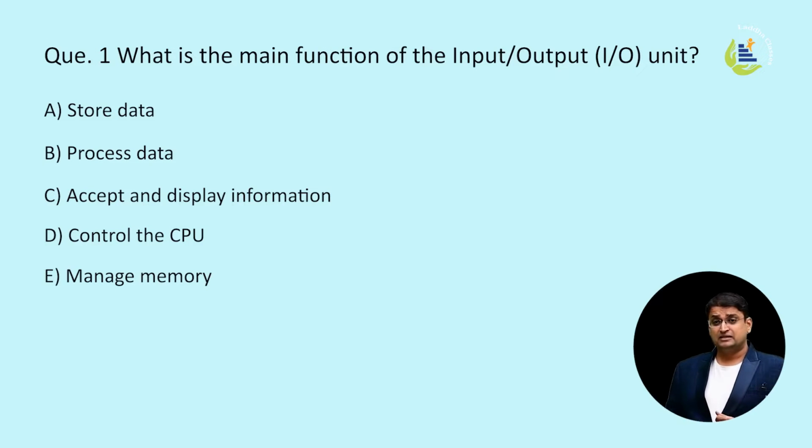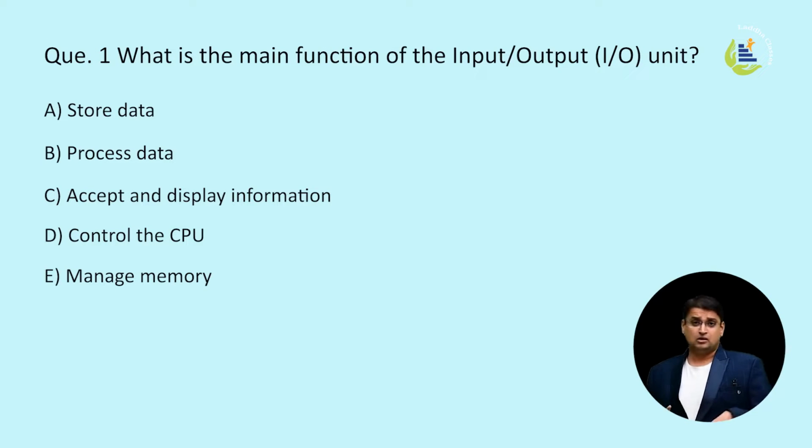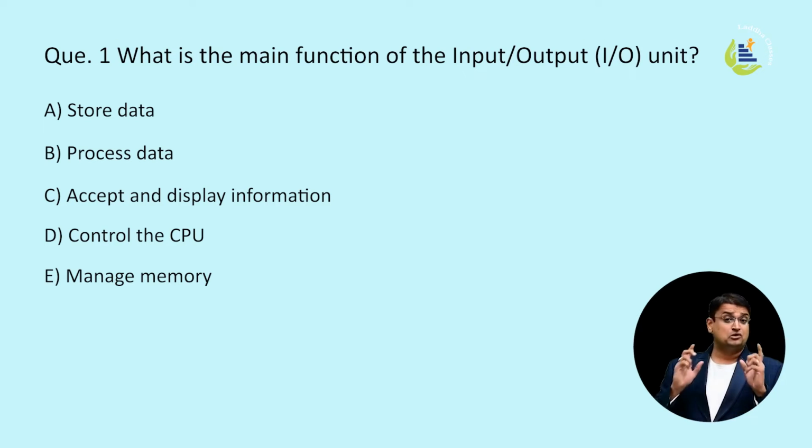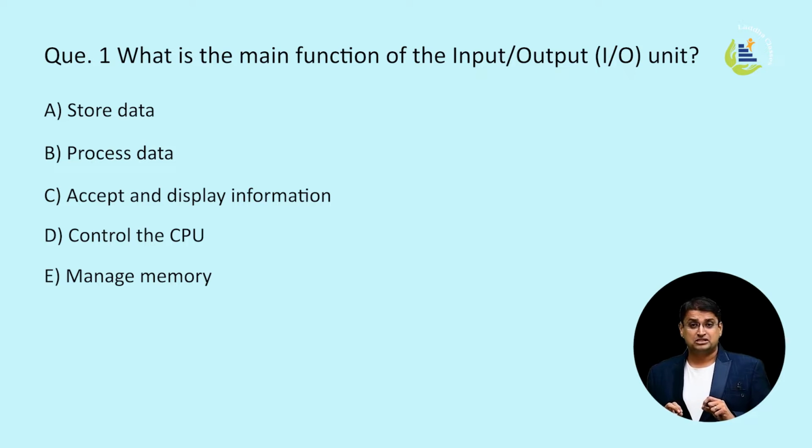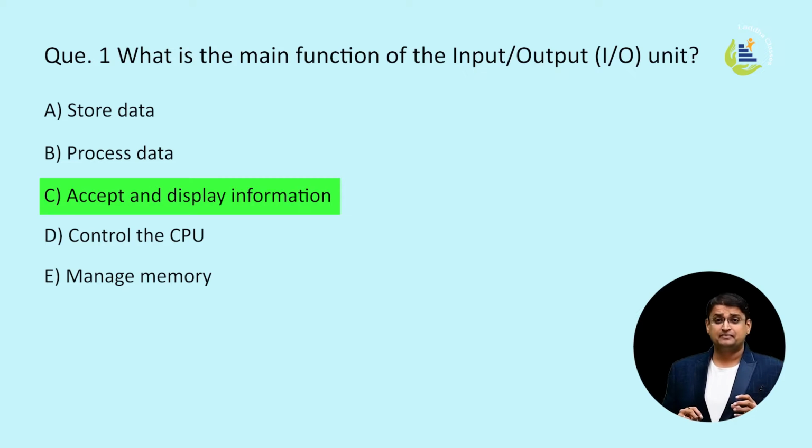Let's practice some questions of computer architecture. Question 1. What is the main function of the input-output unit? Options are store data, process data, accept and display information, control the CPU, manage memory. Correct answer option is C, accept and display information.